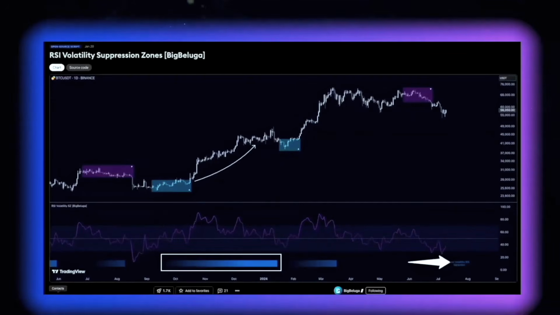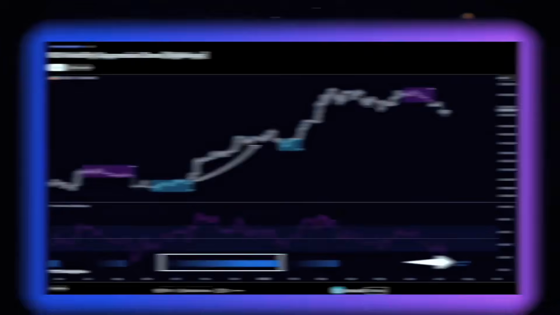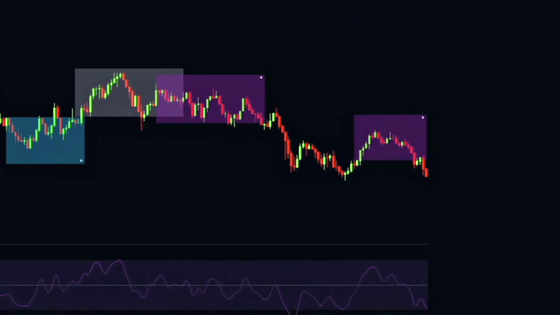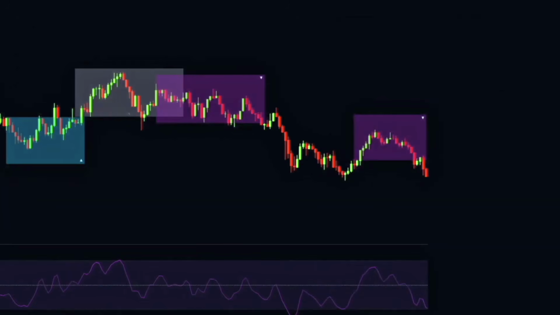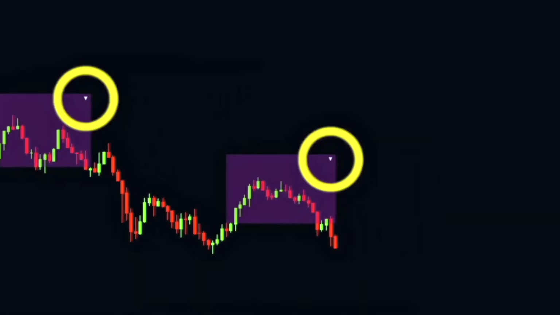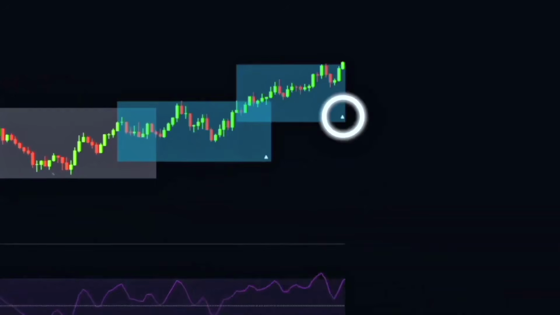Next, the RSI volatility suppression zones. This is not just another indicator, it's your guide to mastering market moves. It highlights consolidation zones where the market's coiling up for a big shift. When RSI reacts to these zones, it's go time.